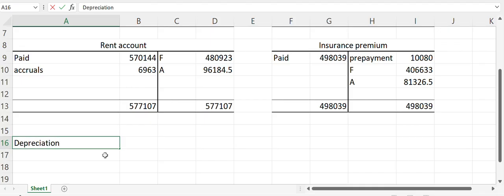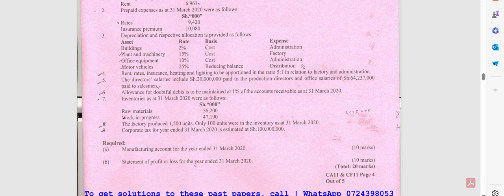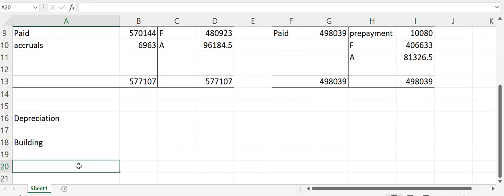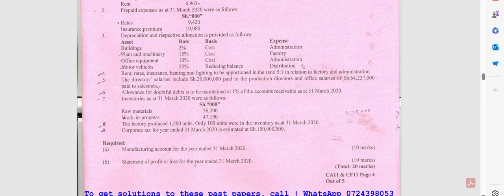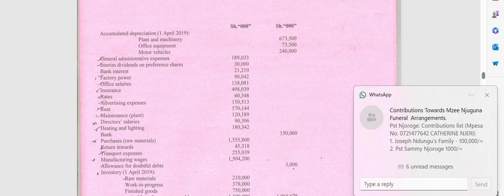So depreciation, remember, even for depreciation they told us about apportioning. So the first one is building. So for building, let us calculate depreciation for the year. Depreciation for the year. So the rate here is 2% on cost, that is straight line method. So we are going to say 2%. We multiply the 2% by the cost.